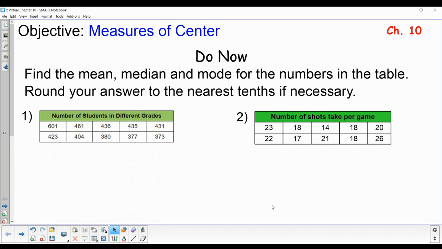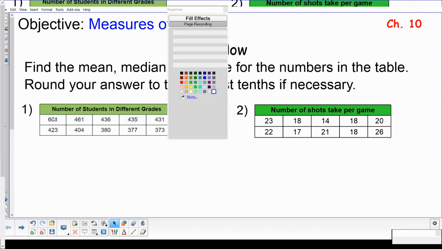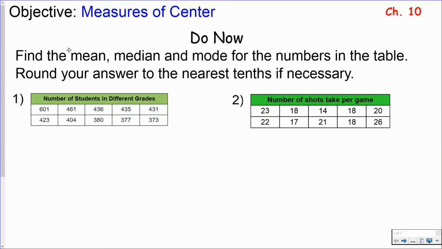Since in this unit we're going to be finding other kinds of statistics, it's important that you understand that when you're asked to find the measures of center, that means for you to find the mean, the median, and the mode. So let's start reviewing how to find those. The problem asks us to find the mean, the median, and mode for the numbers in the table, round our answers to the nearest tens if necessary.